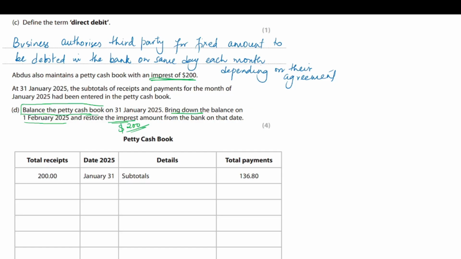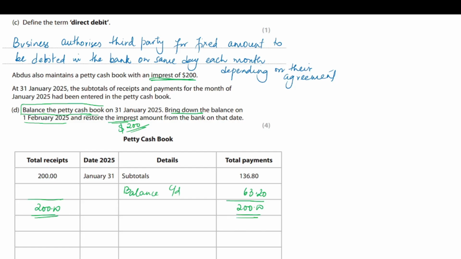$200. So let's start. 200 was the total receipt. The subtotal, that means total payments, was 136.80. So now it's very easy. We just have to find the difference. So balance carried down. Find the difference. 200 minus 136.80 is 63.20. So it totals to 200. Both sides, we will total 200.